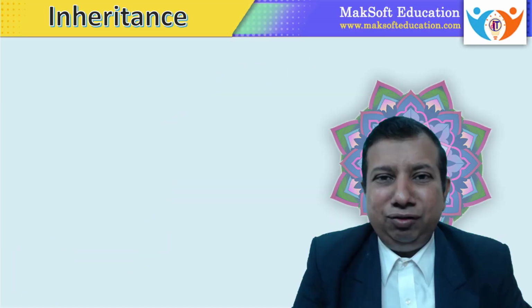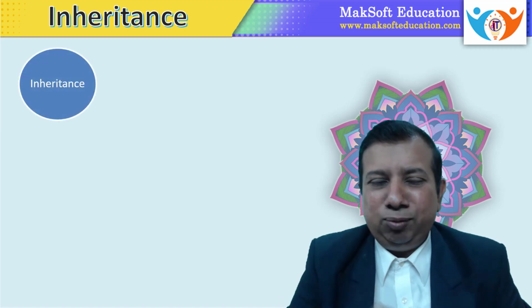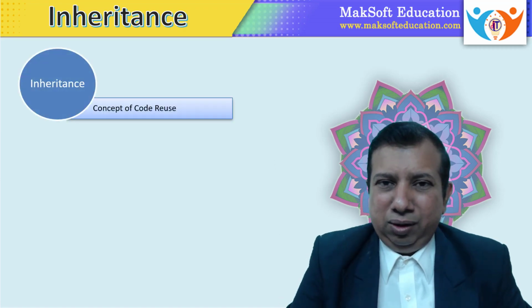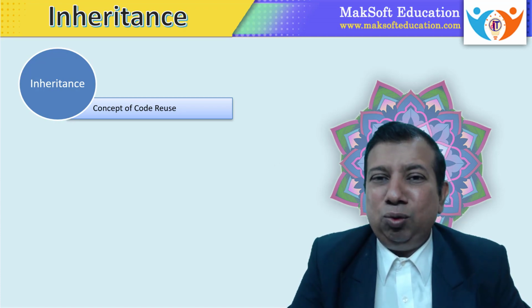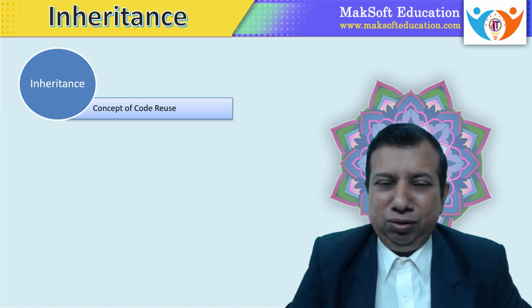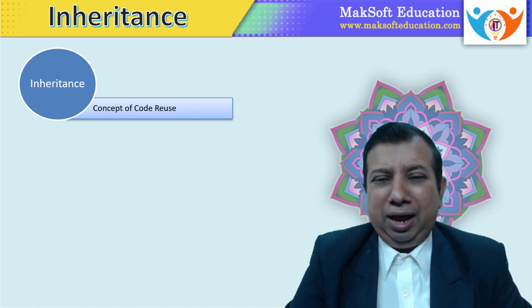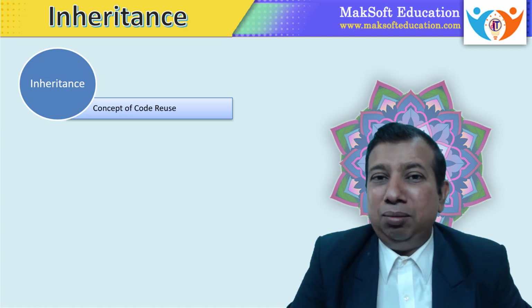To understand the concept of inheritance, we have to understand three basic things. Number one, it is a concept of code reuse. Once we have developed any code, instead of using it only once or twice, we can use it again and again. This is the concept of code reuse. So once we develop a class, we can reuse this code by creating multiple objects.